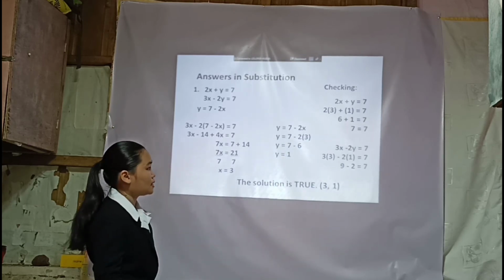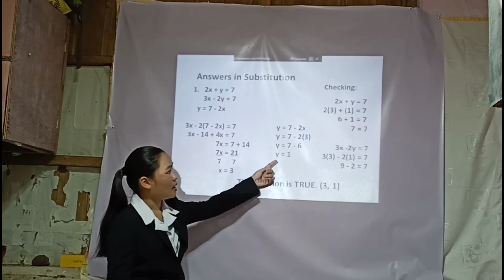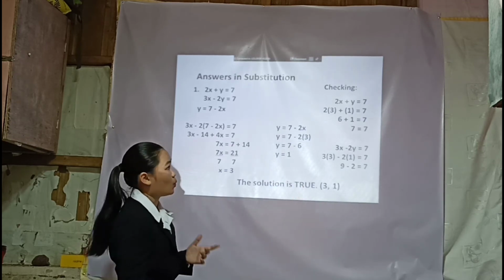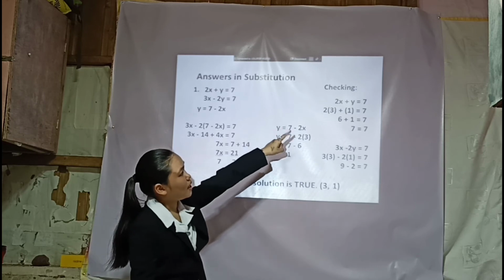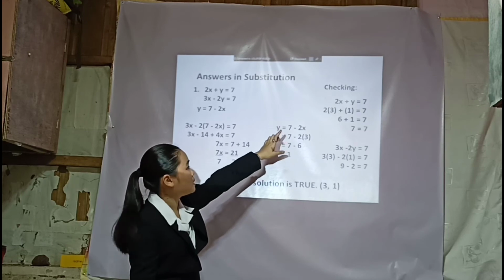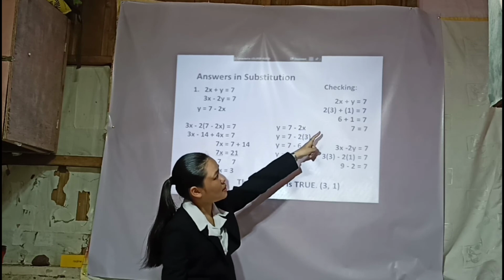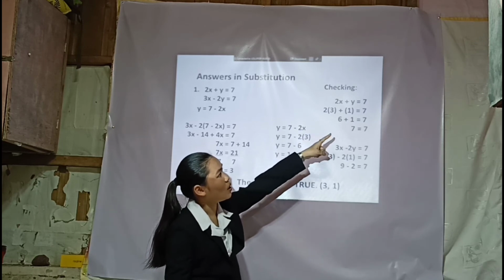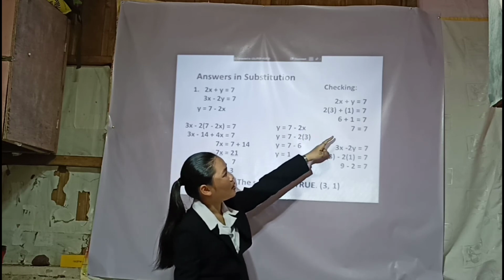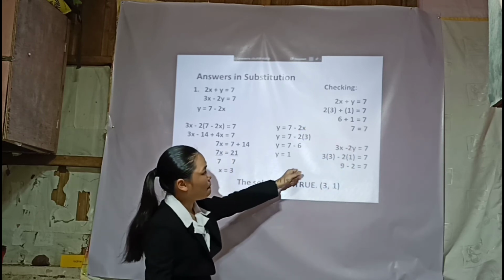So, let's check if our answer is correct. We will substitute the value of x for 3 and the y for 1. We will use the original equations. 2x plus y equals 7. So, we will substitute 2 times 3, which is the value of x, plus the value of y, 1, equals 7. So, 2 times 3 equals 6, plus 1 equals 7. So, 7 equals 7. The answer is correct.